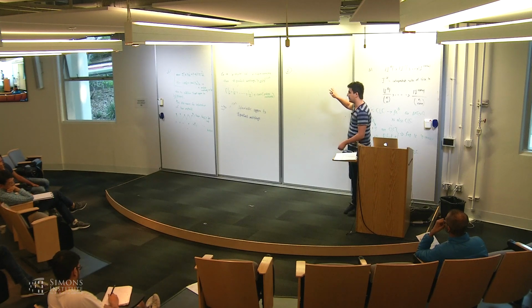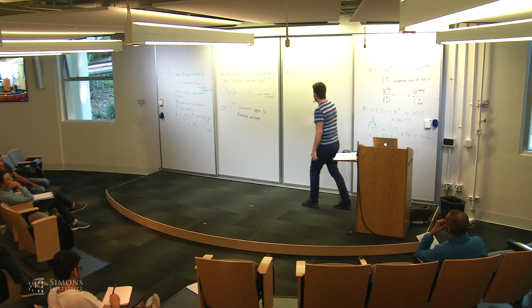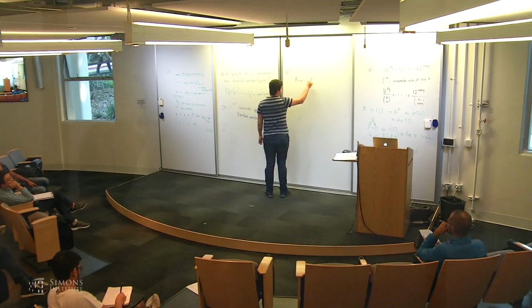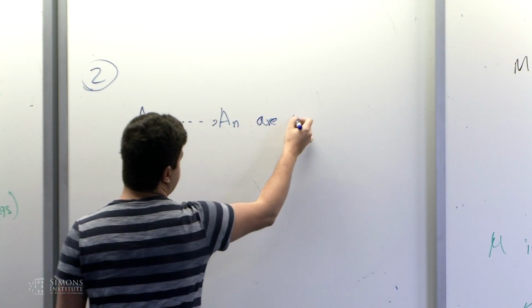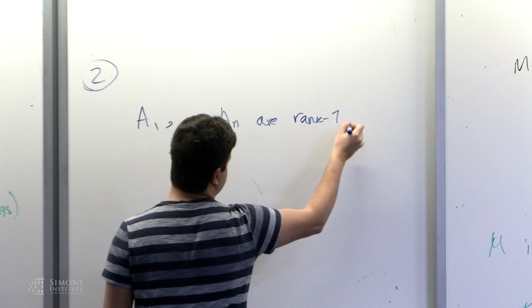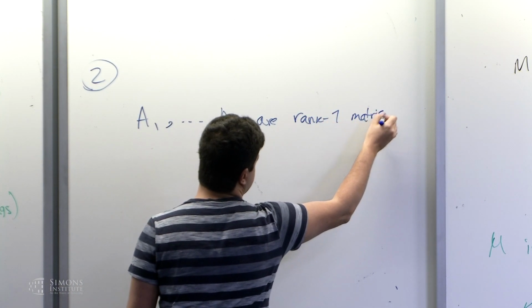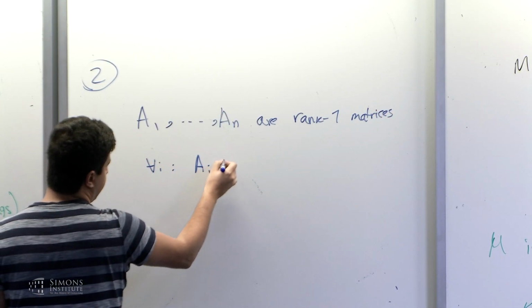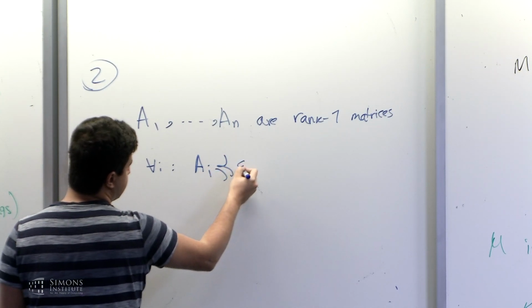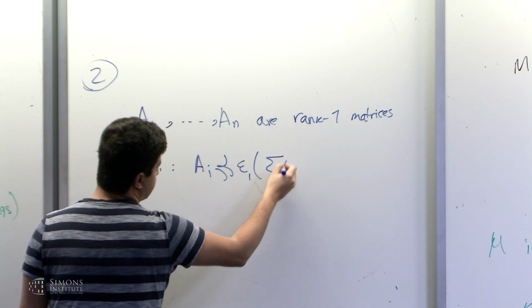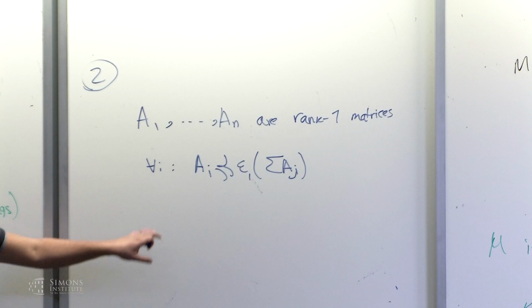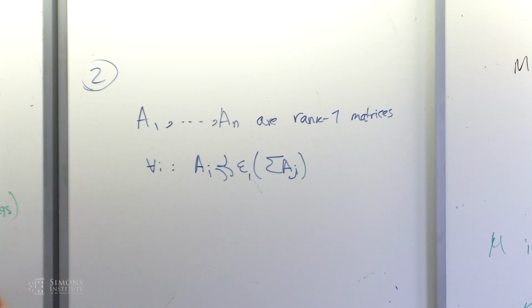So to make it more concrete, here's a conjecture. Let's say that this is some form of basically Cadison-Singer. Let's say that A1 up to AN are rank 1 matrices, such that for all I, AI is, in a PSD sense, less than some epsilon 1 times the sum of all AJ. This is like the sort of condition that you need in Cadison-Singer.